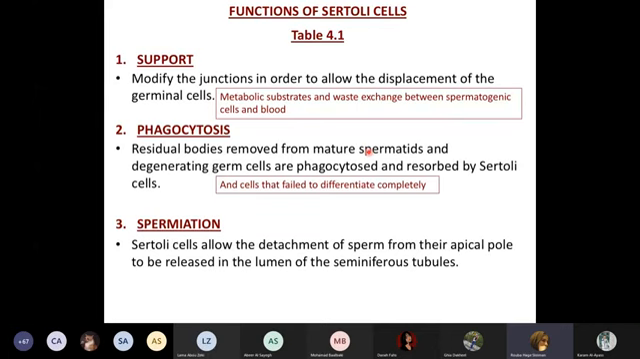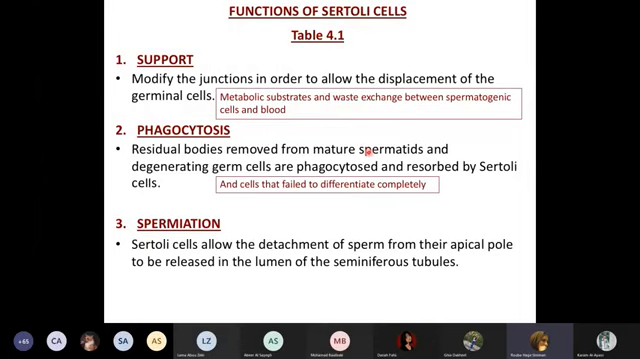And any cell that fails also to differentiate will be at the same time phagocytosed and got rid of by the Sertoli cells. The third function is spermiation. It's very important to release the sperms from the apical part. So we saw also in the figures before that the spermatids are attached to the Sertoli cells, and because of their detachment from these Sertoli cells, these sperm cells will find themselves released in the lumen of the seminiferous tubule.